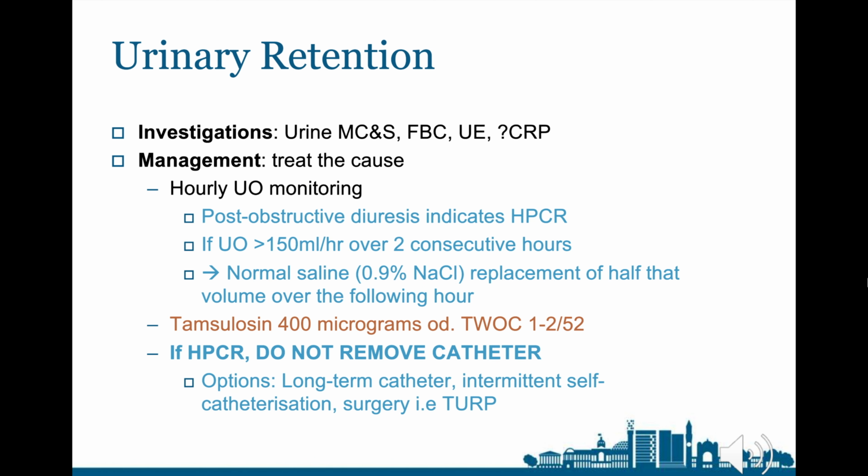Investigations will include testing the urine for infection and baseline bloods, full blood count, urea and electrolytes, and you may consider a CRP if infection is a likely cause. Once your patient's been catheterized, the urine output should be documented hourly to assess for a post-obstructive diuresis.